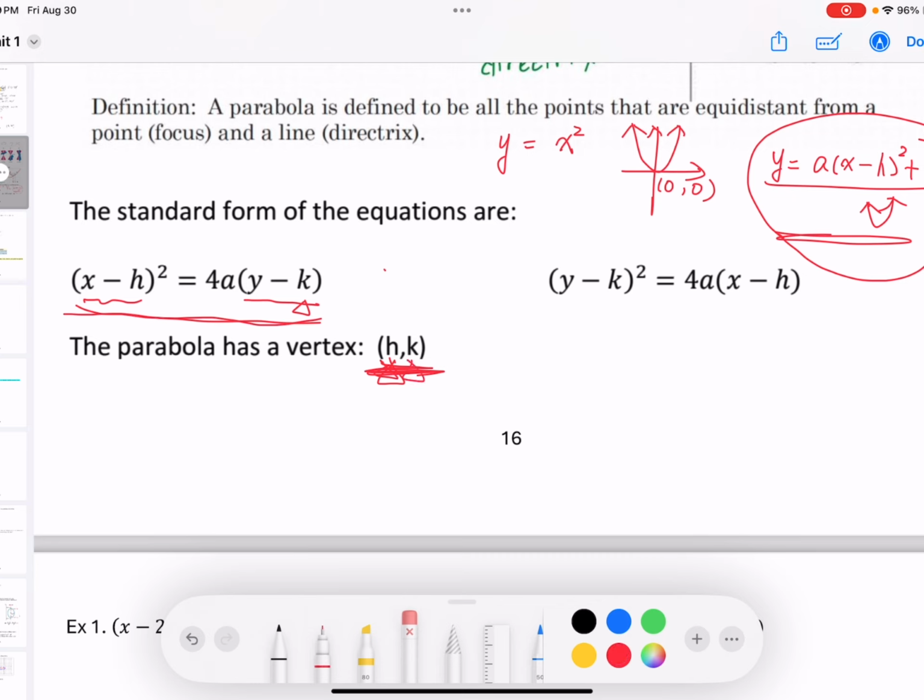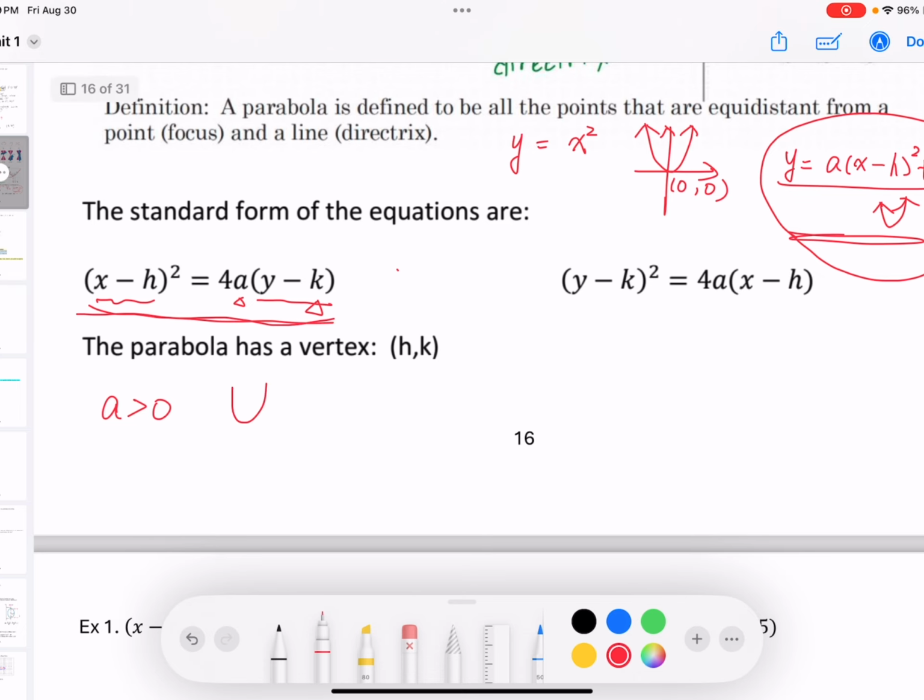Whether my graph opens upward or downward all depends on the a. If a is greater than 0, my graph opens upward. If a is less than 0, my graph opens downward. So be careful, here it is 4a, not just a single a. Please have this formula, or standard form of the equation, in your notes and practice more times.